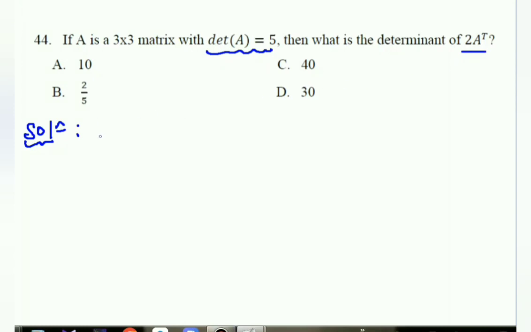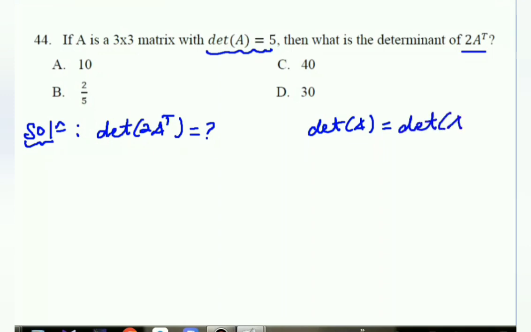To calculate the determinant of 2 times A transpose, we need to know some properties of the determinant. In principle, the determinant of a matrix is exactly the same as the determinant of its transpose, as you can check. The other property is that the determinant of k times a square matrix A is equal to k to the power of n times the determinant of A, where n is the dimension of the matrix A. So in this case n is 3.